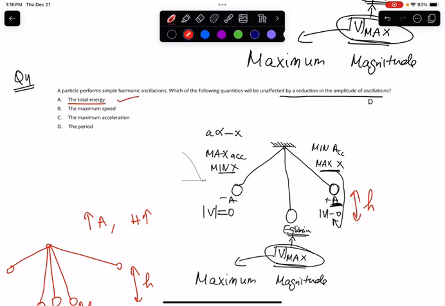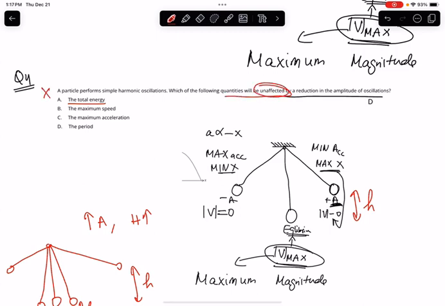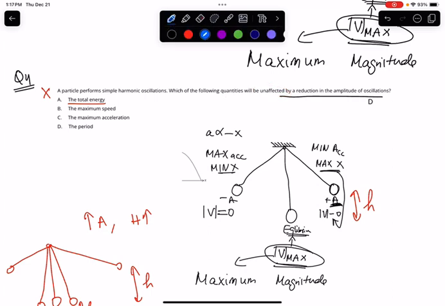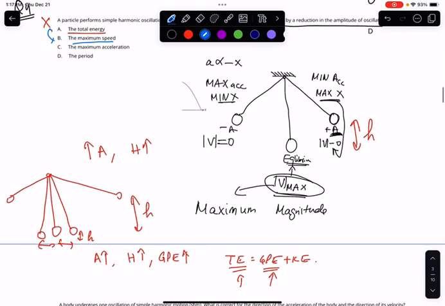And so that's why we can't take option A to be our answer, because we want to find which of the quantities are unaffected. Okay? So option A is not the answer. Then option B is also not the answer. This is actually related to option A.